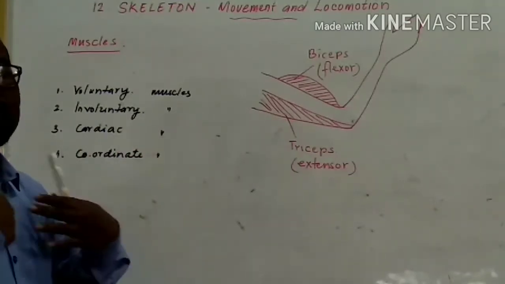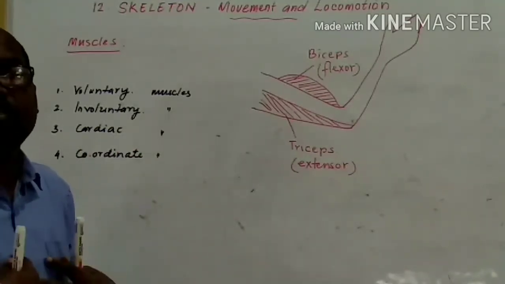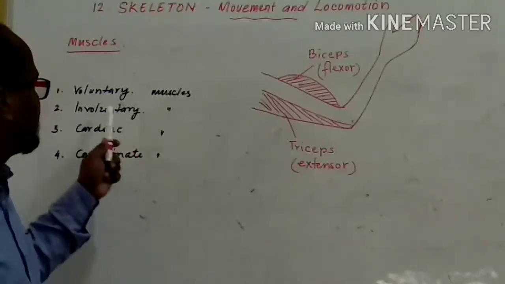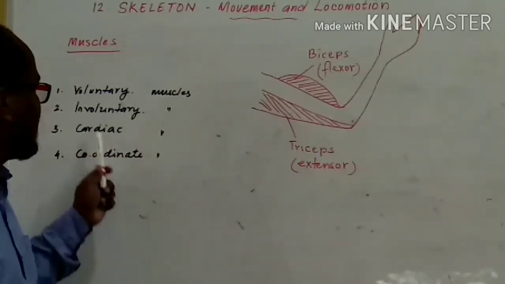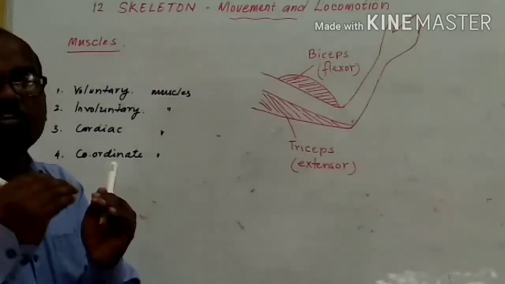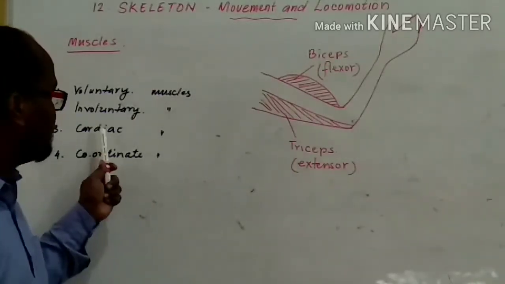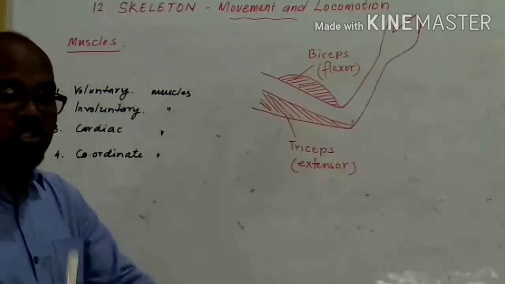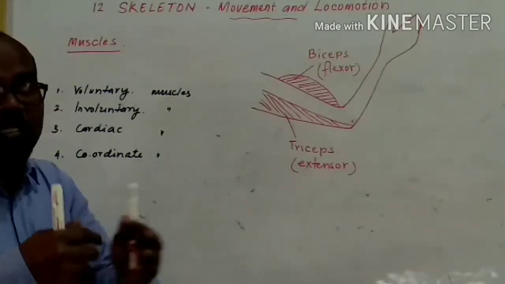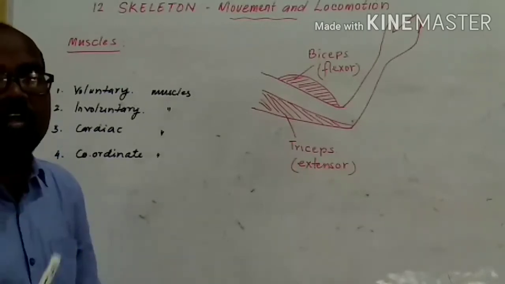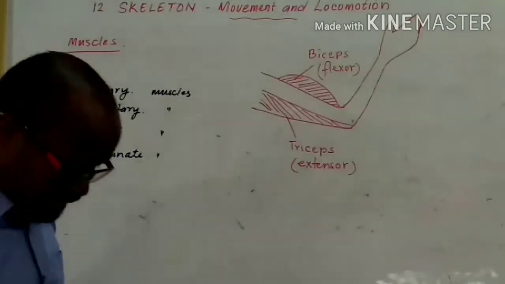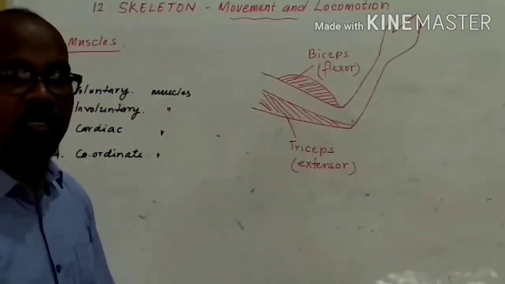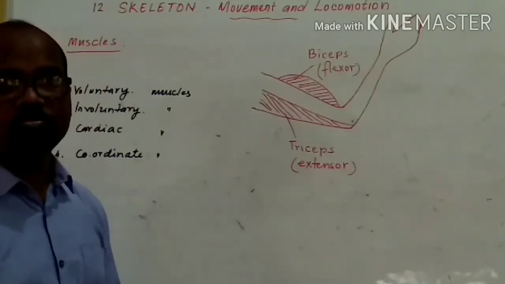Involuntary muscles are inside, for example, the heart, the breathing, the movement of the muscles of the esophagus while swallowing food. Cardiac muscles are muscles present in the walls of the heart. They are special muscles which do not get tired easily. Then coordinate muscles coordinate with each other. They cooperate with each other while running and walking. So the muscles of the two legs coordinate. That is why we are able to walk and run and do things.